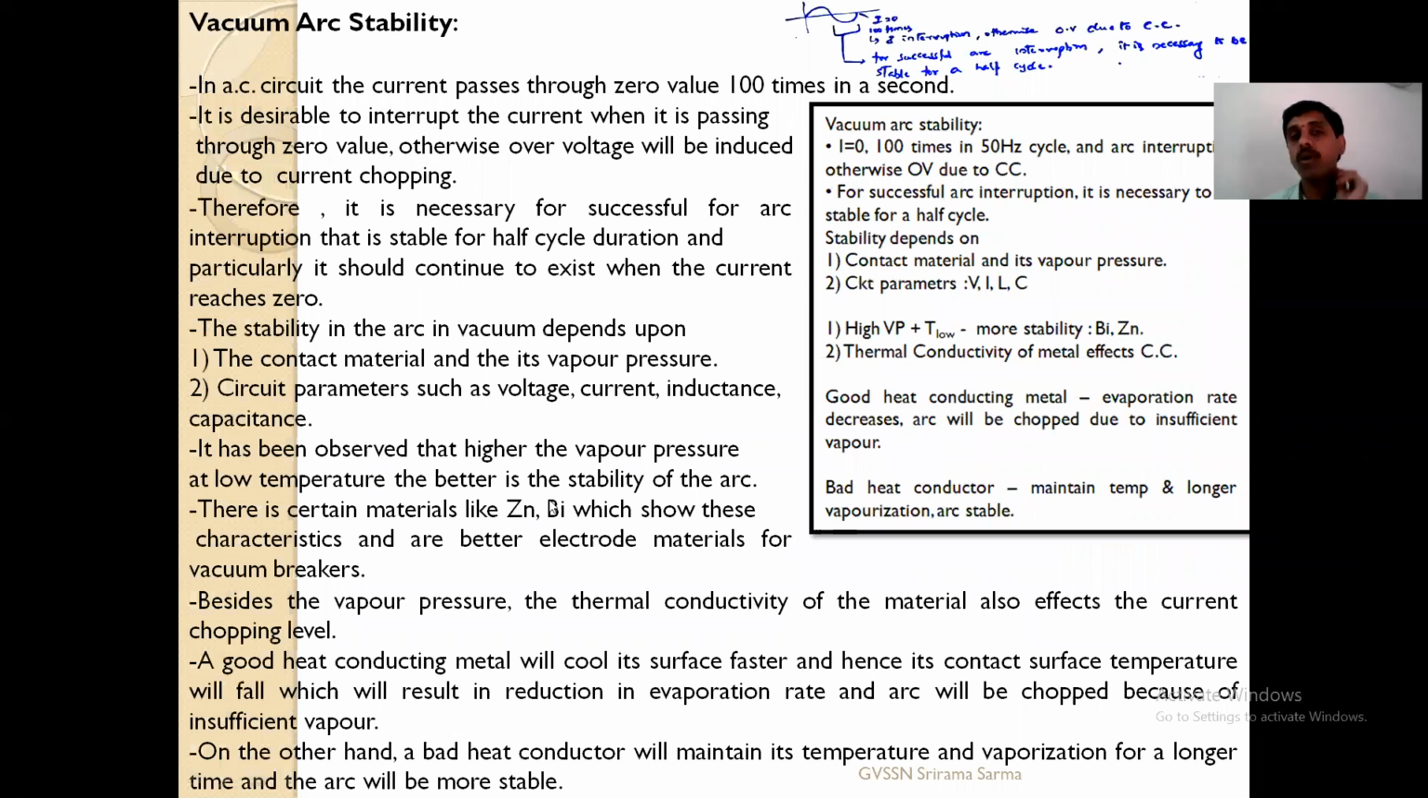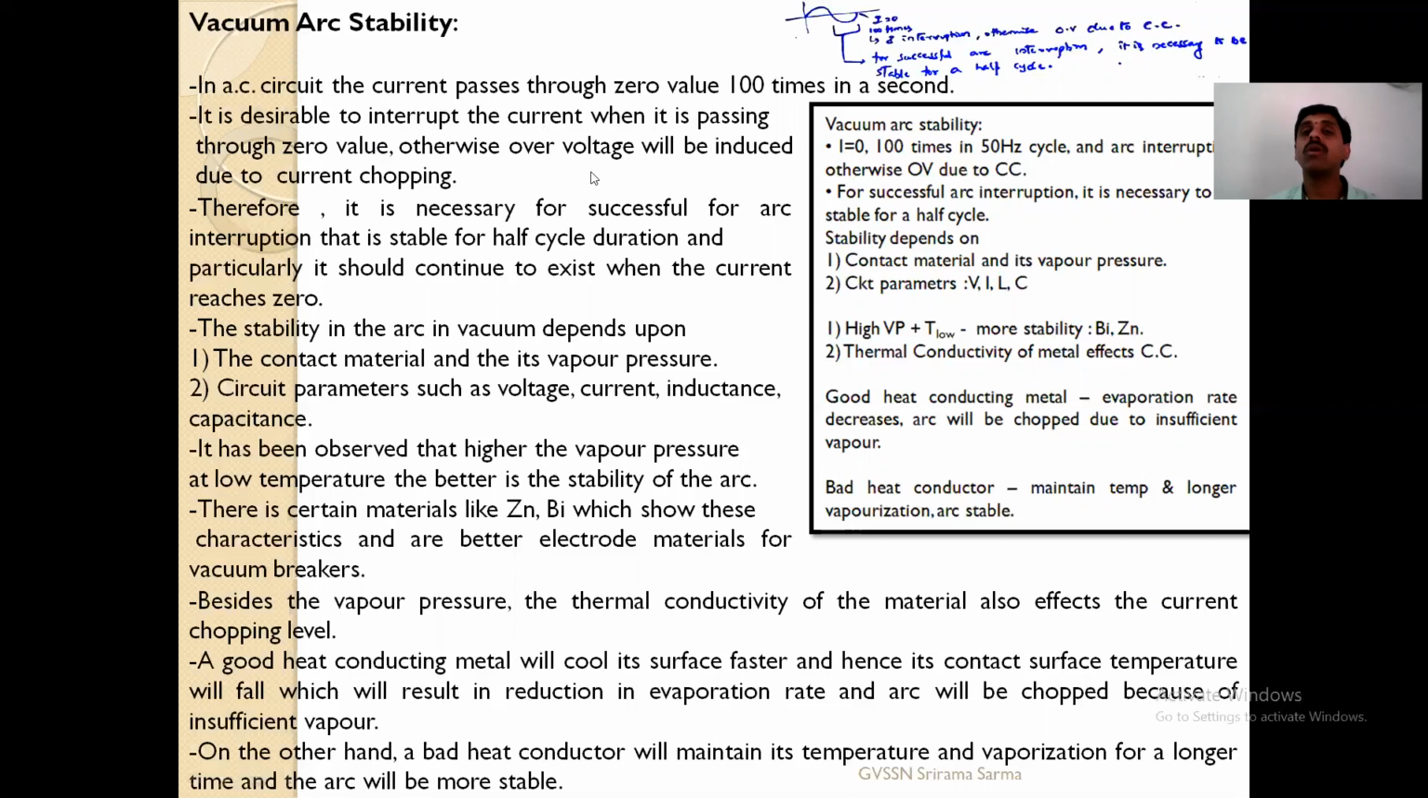Coming to the next important thing, vacuum arc stability. The stability of the arc plays a vital role in the interruption process. Normally, in an AC circuit breaker, the current passes through zero 100 times in a second. At current zero, the arc intensity momentarily decreases. So it is desirable to interrupt the current when it is passing through zero.